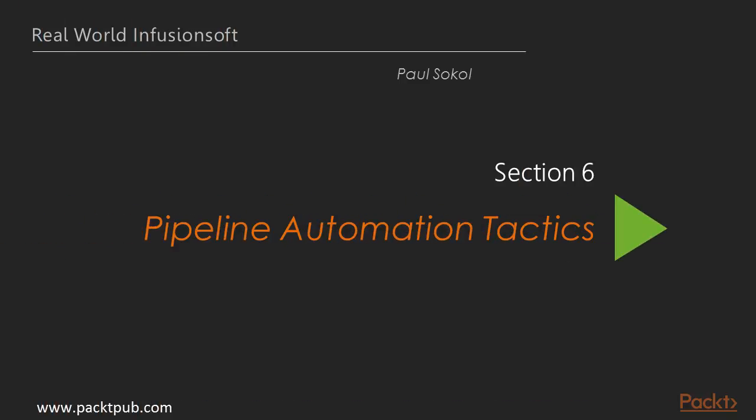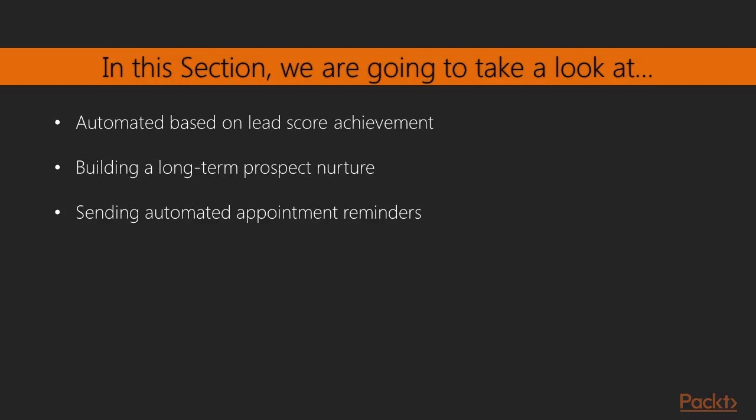Welcome to the section, and these are pipeline automation tactics. So they're tactics, they're ground level, how to do things, and we need to make sure that the overarching strategy makes sense here. So for example, automating based on lead score achievement.